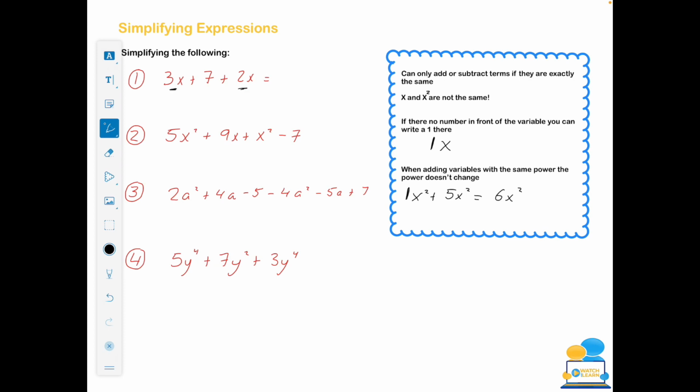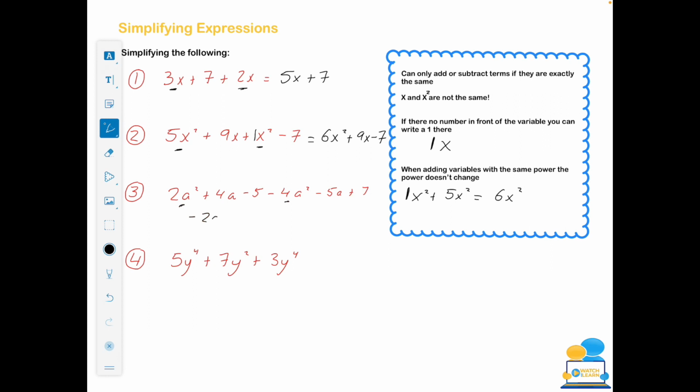Now we're going to look at the 4 examples here. 3x plus 7x plus 2x. The 3x and the 2x have the same letters with them, so I can add them. So that'll be 5x plus 7. Nothing more I can do with that. That's that equation simplified. Next one a little bit trickier. We have 5x squared plus 1x squared. So in total we have 6x squared. We have 9x. And we have minus 7.